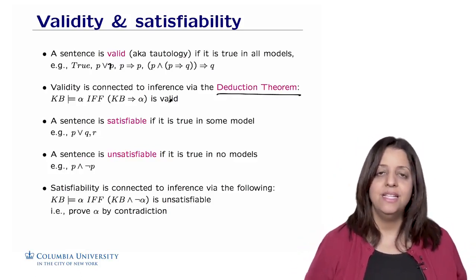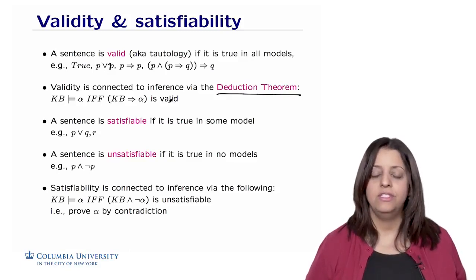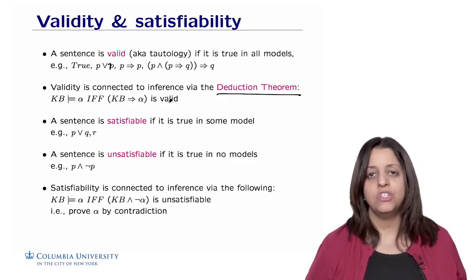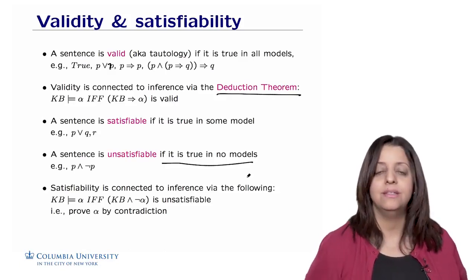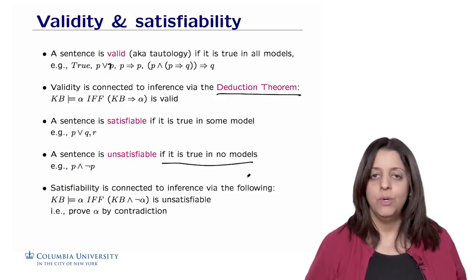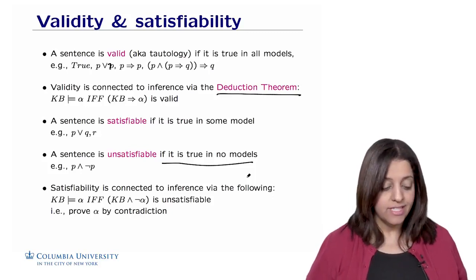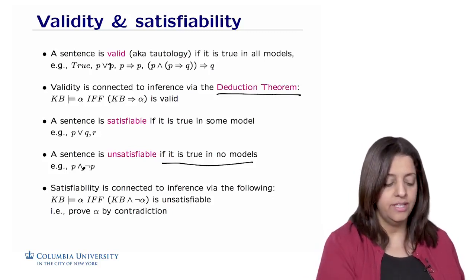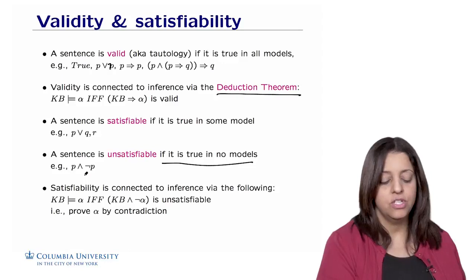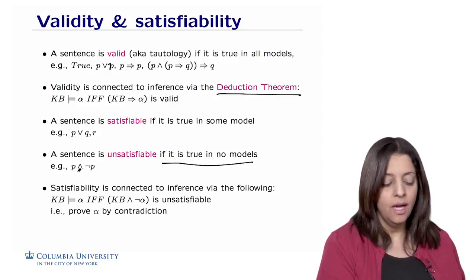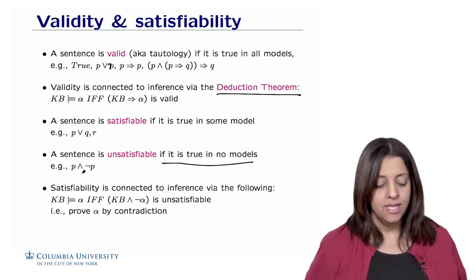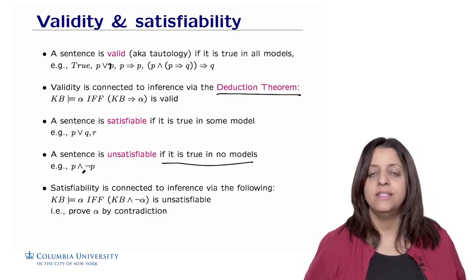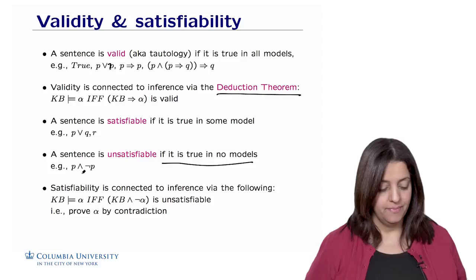A sentence is unsatisfiable if it is false no matter what the propositions are. In other words, it is true in no models. If you build the model with the truth table, you won't find it true anywhere. For example, P and not P, knowing that the conjunction connective, putting these two propositions together, would always be false. This sentence will be unsatisfiable no matter what P is.